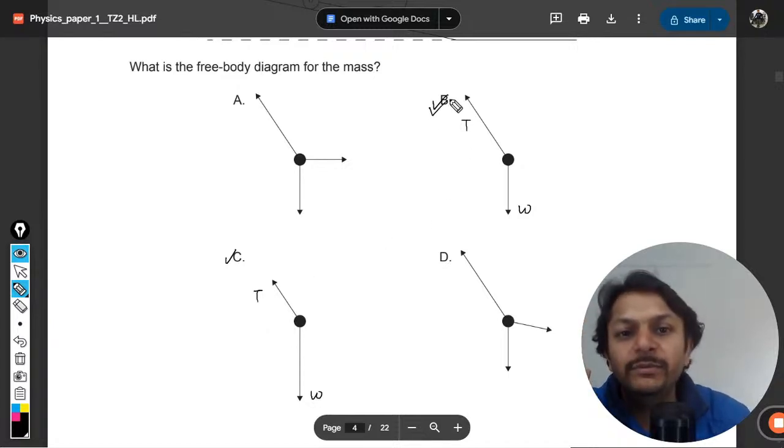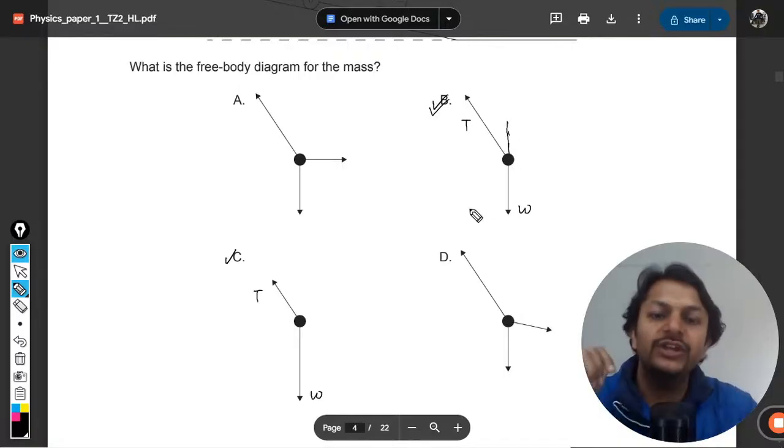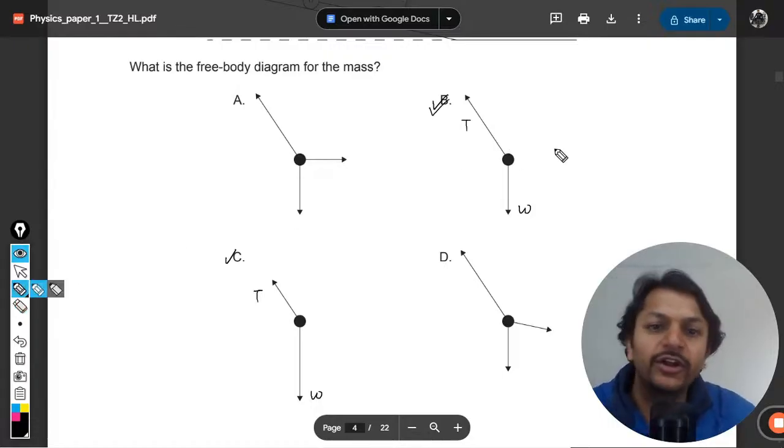Clearly, the answer will be B. Why? Because the body is not experiencing any motion in the vertical plane. It means that there has to be an equal and opposite force.